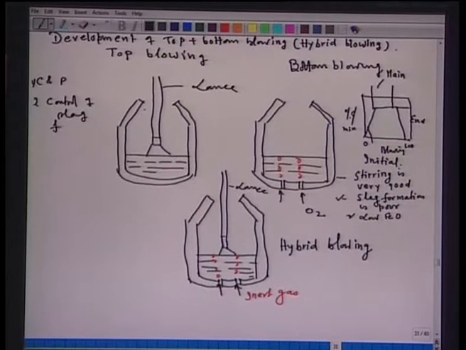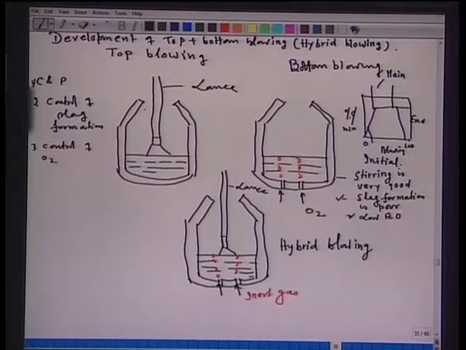Control of slag formation. How can you control the slag formation? By simply raising or lowering the lance distance, which is not possible in the case of bottom blowing, because you can only form slag when a large amount of carbon is removed.